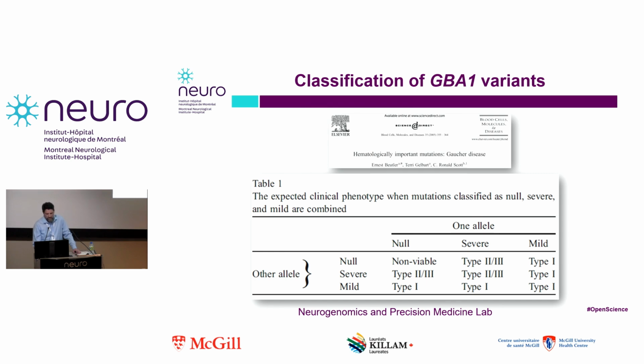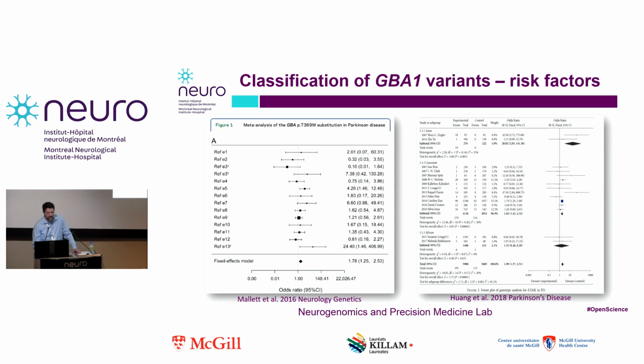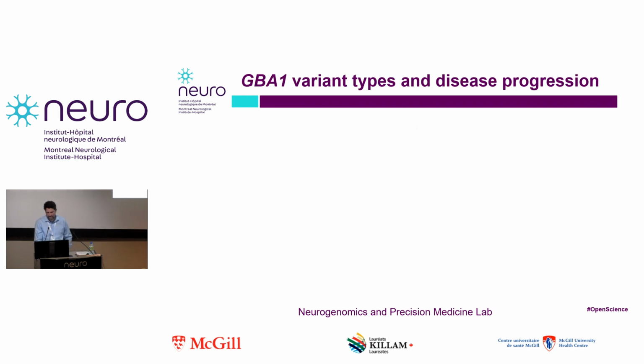Or you can think about it as the definition of severe versus mild: if you have a homozygous mutation and you have a mild type 1 Gaucher disease, this would be a mild mutation. And if homozygous carriage of that mutation will be a severe Gaucher disease, it will be a severe mutation. And then we have these 2 risk variants that we talked about a lot, T369M and E326K, that do not cause Gaucher disease, so we call them simply risk variants in this classification of variants.